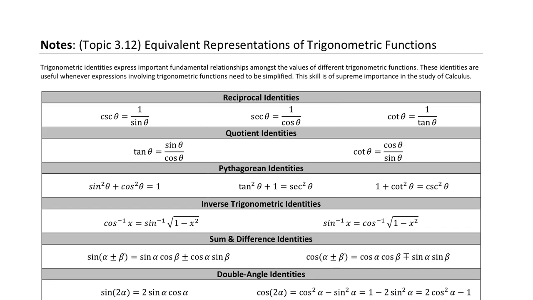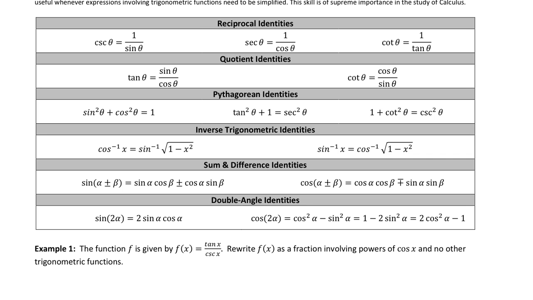Okay, can I show you what some of these questions might look like? I want you all day to keep referring back to this table. You have your reciprocal identities, your quotient identities, the new Pythagorean identities that we derived, the inverse trig identities, and then eventually we'll get to the sum and difference identities and double angle. I will explain those later.